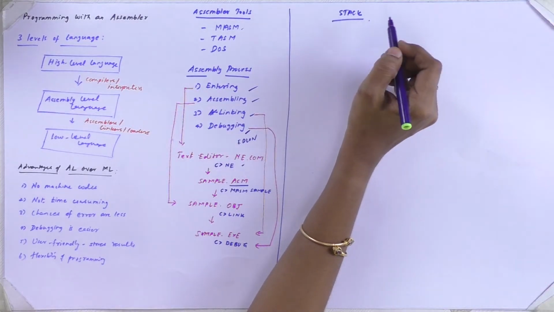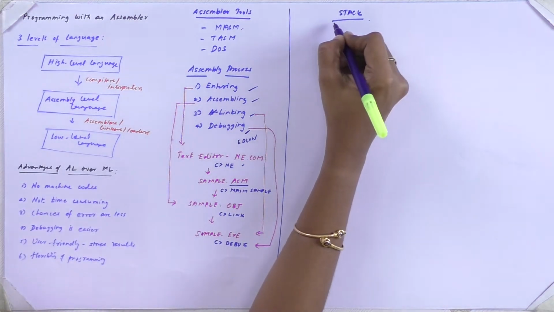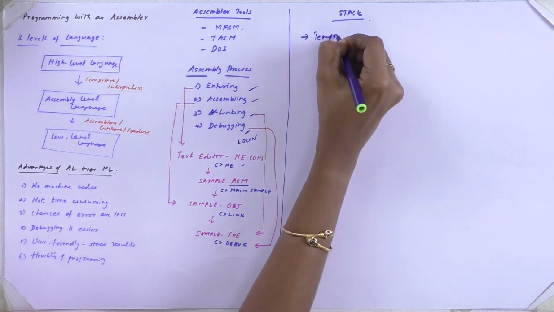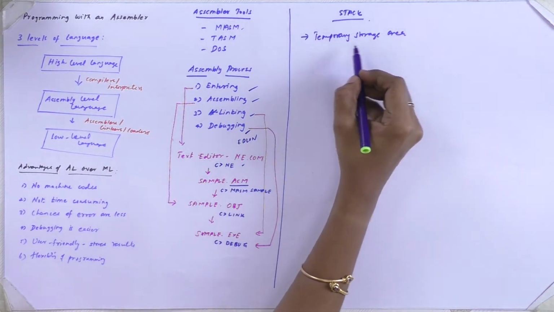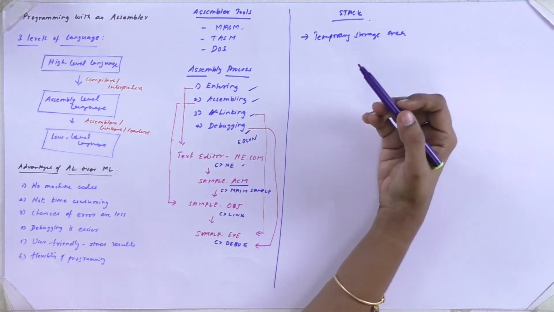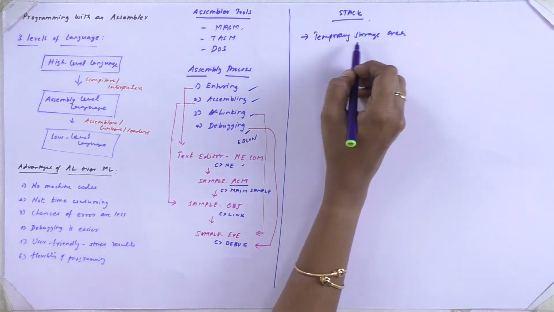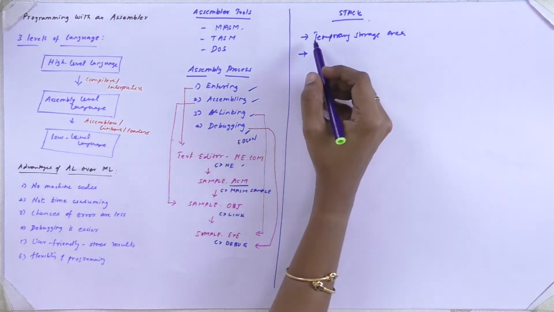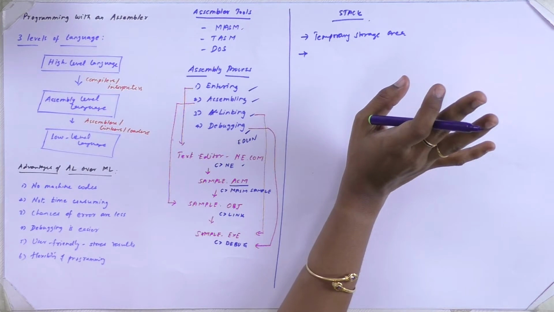Next is the concept of stack. As we already know, the stack is temporary storage. It is the temporary storage area for storing the register content values whenever there is an interrupt or some other disturbance to the microprocessor. So this is used to store all the temporary register values. This is the purpose of stack.